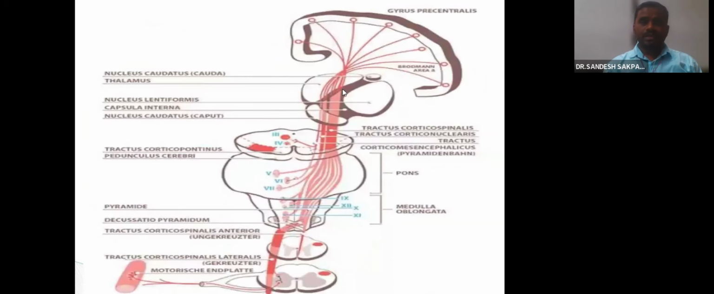So this is the pyramidal tract. We can see the pyramidal tract Betz cell. It goes to the posterior limb of the internal capsule, then goes ahead to the crus cerebri, then it crosses at the medulla and continues as the lateral corticospinal tract.